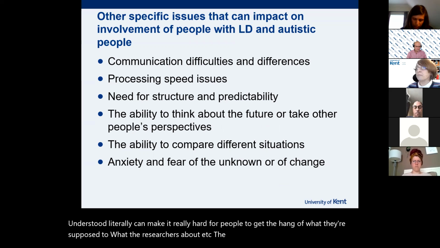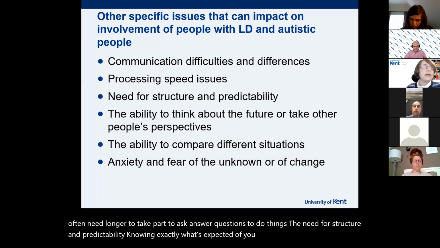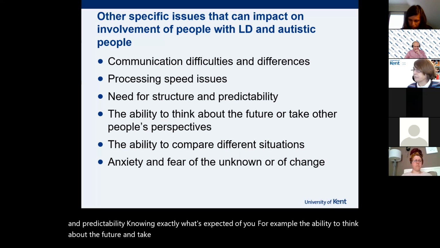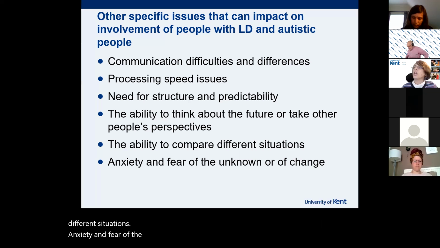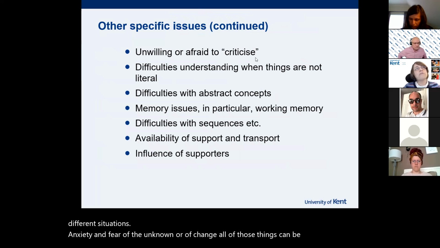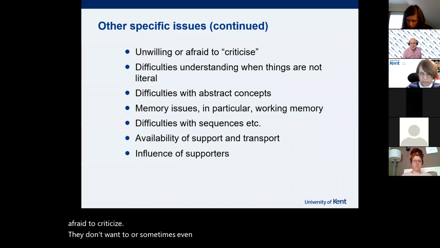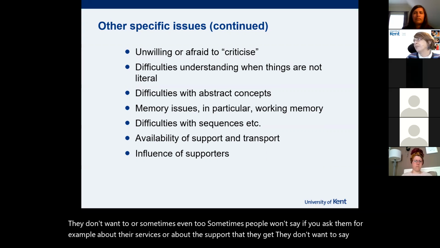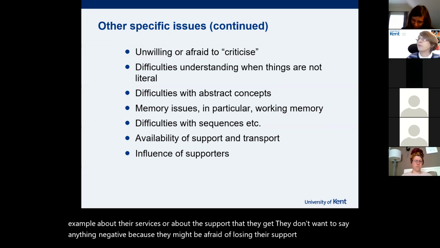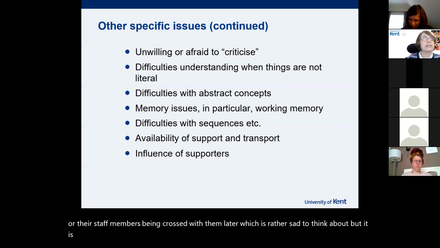Processing speed issues mean that people often need longer to take part, to answer questions, to do things. There is the need for structure and predictability, knowing exactly what's expected of you, for example. The ability to think about the future and take other people's perspectives can be an issue. The ability to compare different situations, the anxiety and fear of the unknown or of change, all of those things can be issues. Unwilling or afraid to criticize. Sometimes if you ask people about their services or the support that they get, they don't want to say anything negative because they might be afraid of losing their support or losing their service, or their staff members being cross with them later, which is rather sad to think about, but it is a reality in many cases.